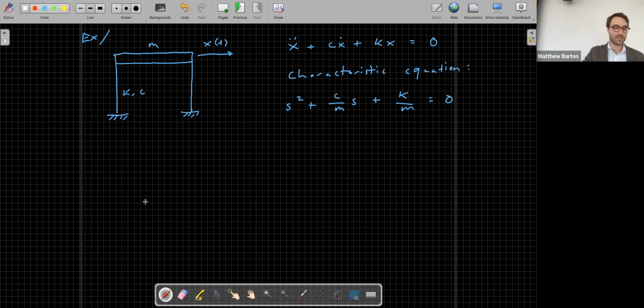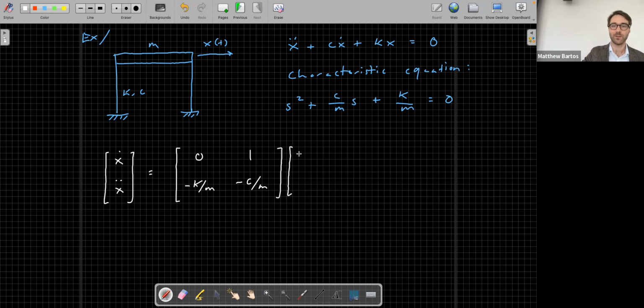All right, so let's go ahead and write out the state space form for this system. We have that x dot, x double dot is equal to the matrix 0, 1, negative K over M, negative C over M, times the state vector x, x dot. Okay, so let's go ahead and try to see what happens when we compute the eigenvalues of this system. So how do we compute the eigenvalues again? What was our equation for computing the eigenvalues?